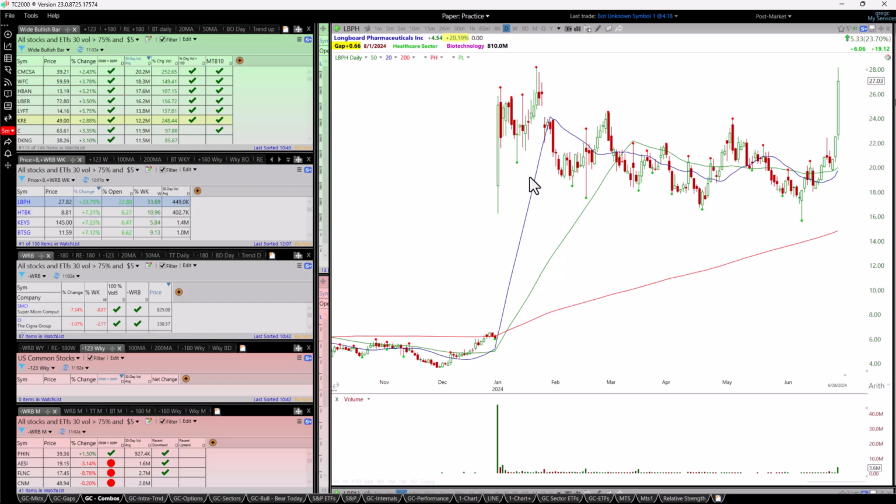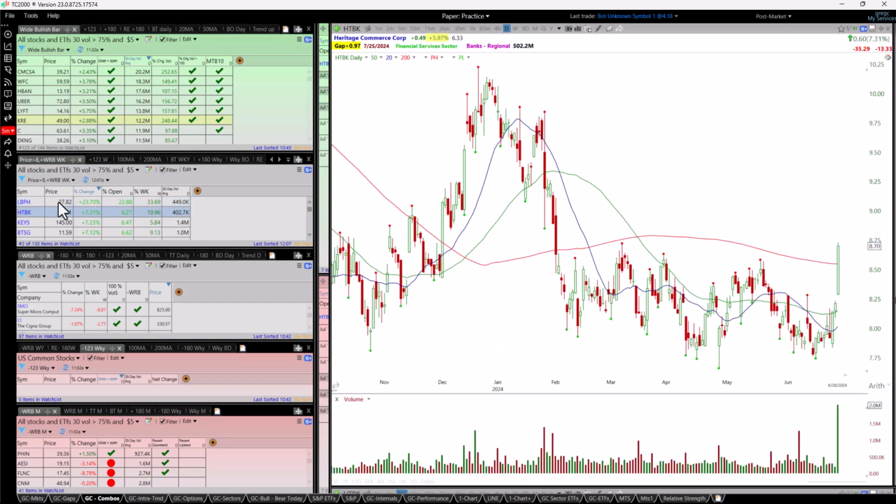That's a biotech, but wide range bar. Another regional bank. That's the one we look at.